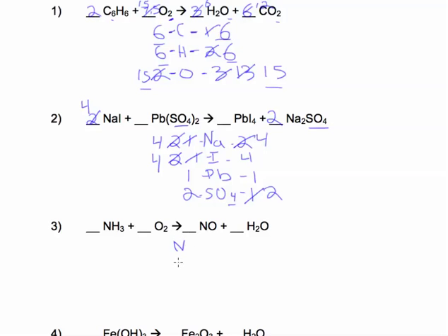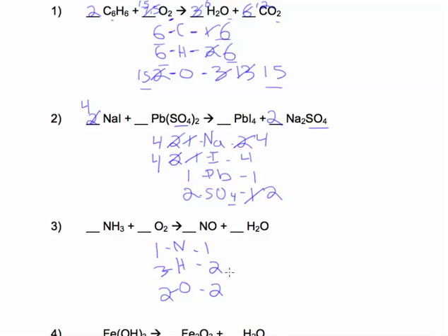We have nitrogen, hydrogen, and oxygen. We have 1 on the left, 1 on the right, 3 and 2, 2, and 2. So we have 1 here and 1 there. Because oxygen is in more than one place, we know we need to leave it to the end.